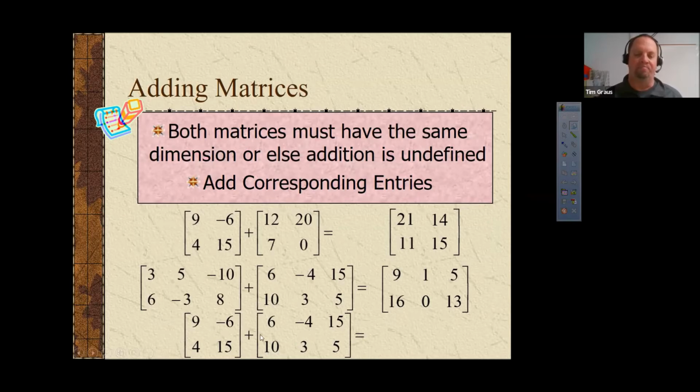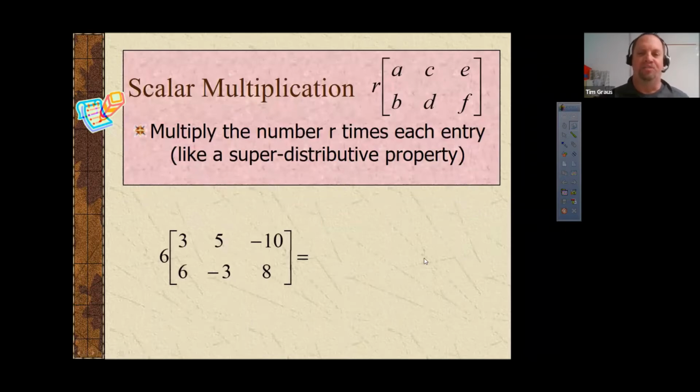As we move to our third example, I see that there's a problem here because I could add the upper left to the upper left and add the lower left to the lower left. But does this negative 6 add to the negative 4, which would be the next position over? Or does negative 6 add to the 15, which would be the upper right? The problem here is that these matrices don't have the same dimensions. This one is 2 by 2, this one is 2 by 3. And without the same dimensions, we cannot add these things. There is no solution.